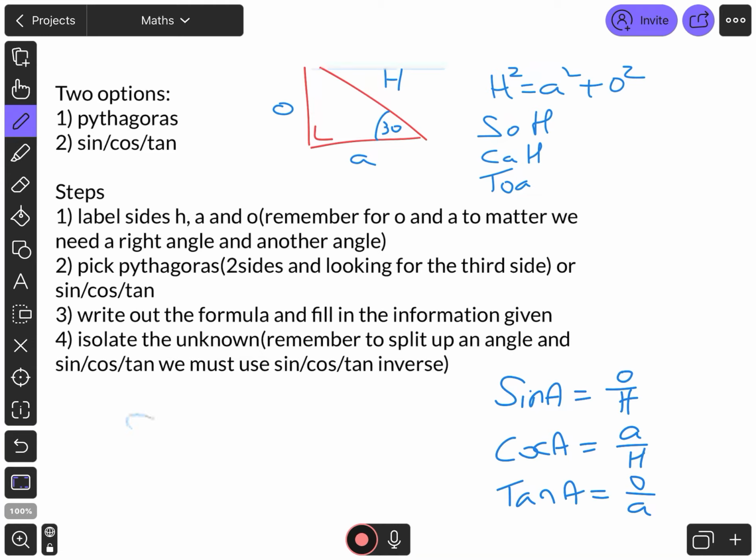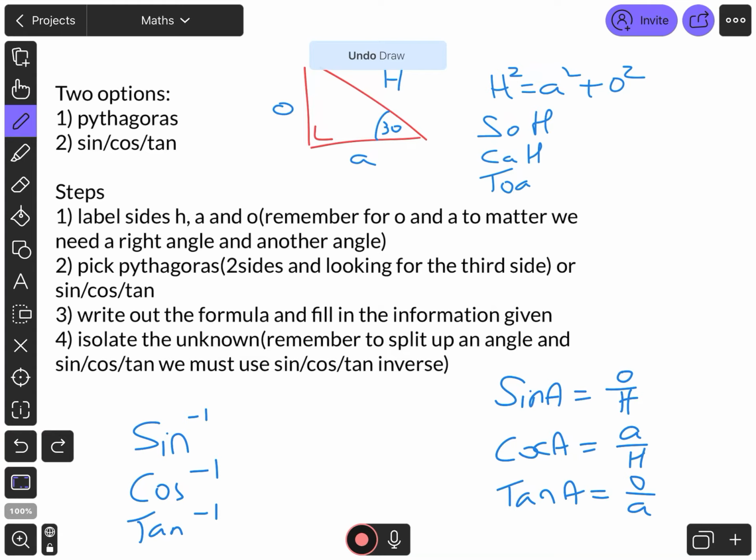So on your calculator, if you look at the sine button, above it you'll see a little sine with a -1. That's sine inverse. To get sine inverse, you press shift and sine, and you'll get sine with a little -1. Same for cos. Shift and cos gives you cos with a -1, that's cos inverse. And shift and tan gives you tan inverse. That is the way that you split them up.